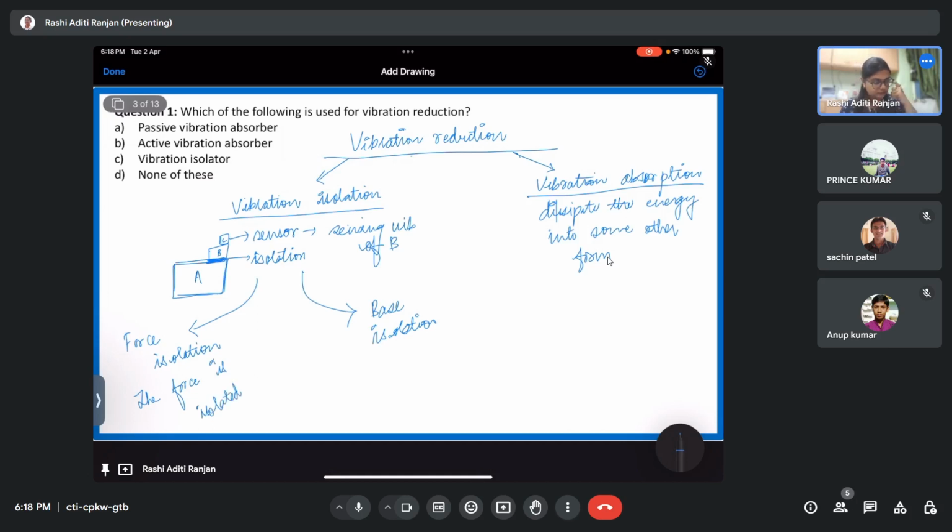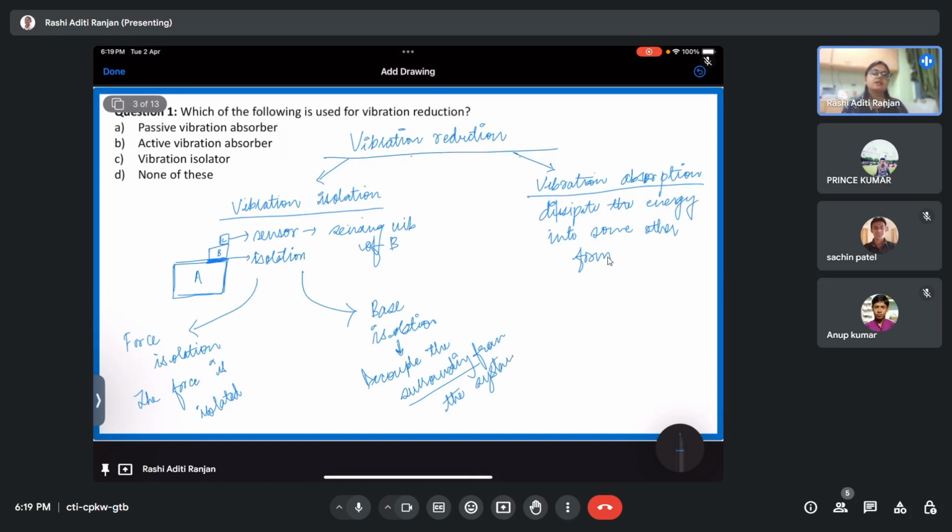And base isolation is essentially used in machines which have rubbers on their base, which are used for isolation of the vibration that is being produced in the machine. So we basically decouple the surrounding from the system. Now, this was about vibration isolation.